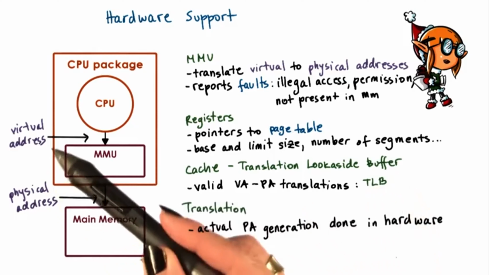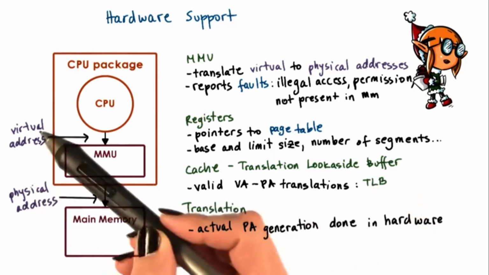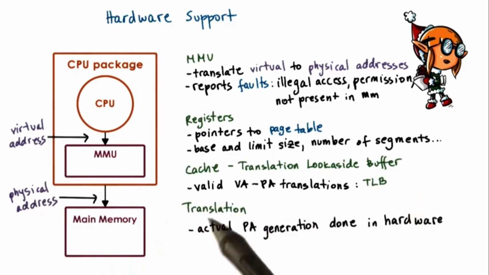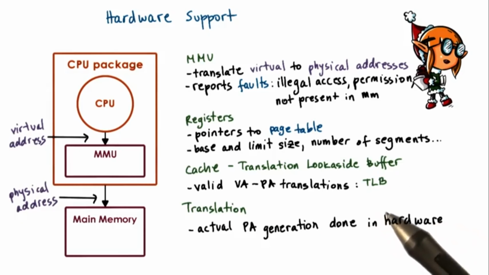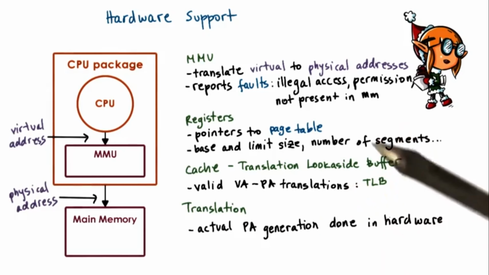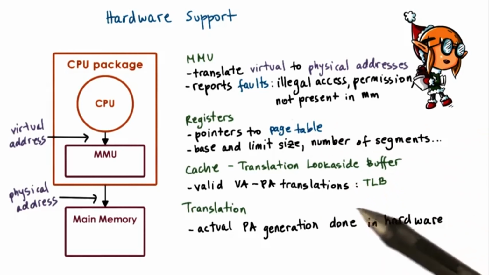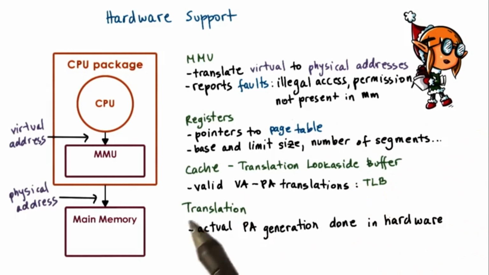And finally, the actual generation of the physical address from the virtual address, the translation process, is done by the hardware. The operating system will maintain certain data structures, such as the page tables, to maintain certain information that's necessary for the translation process.